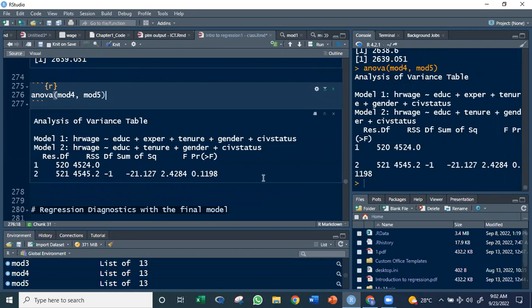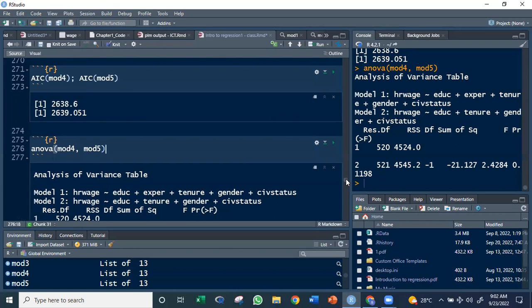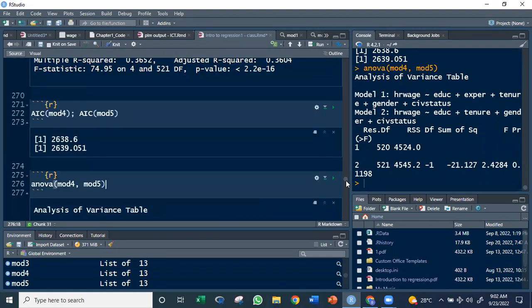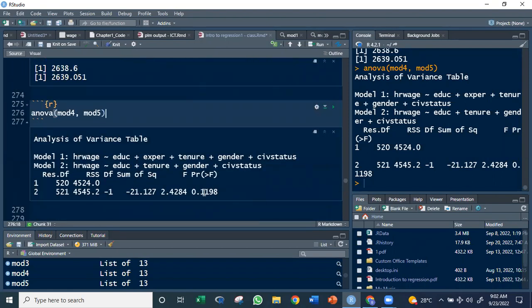So based on adjusted R squared, mas maganda si model number 4. Bakit? Kasi mas mataas yung adjusted R squared niya. Based on AIC, mas maganda si model number 4 kasi mas mababa yung AIC niya. But based on the statistical test ng ANOVA, it turns out that mas maganda yung model 5, yung restricted, which means that it doesn't make sense including civil status as part of the model kasi hindi naman siya statistically significant. Okay?